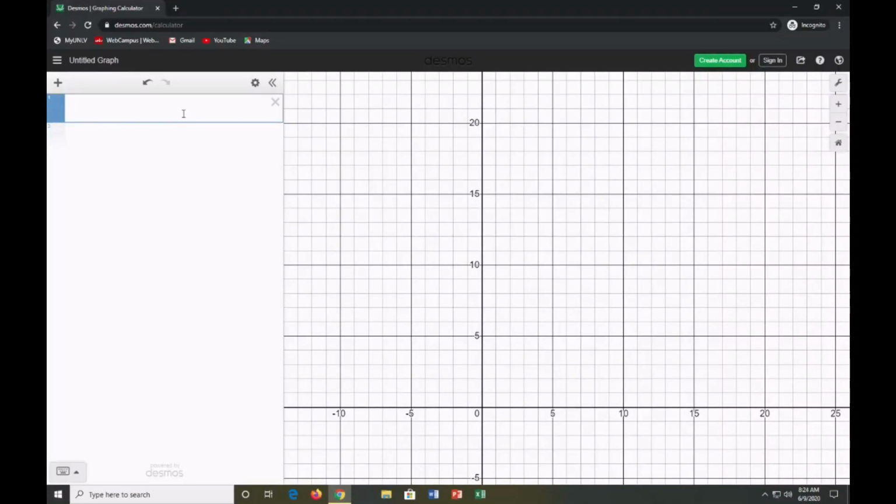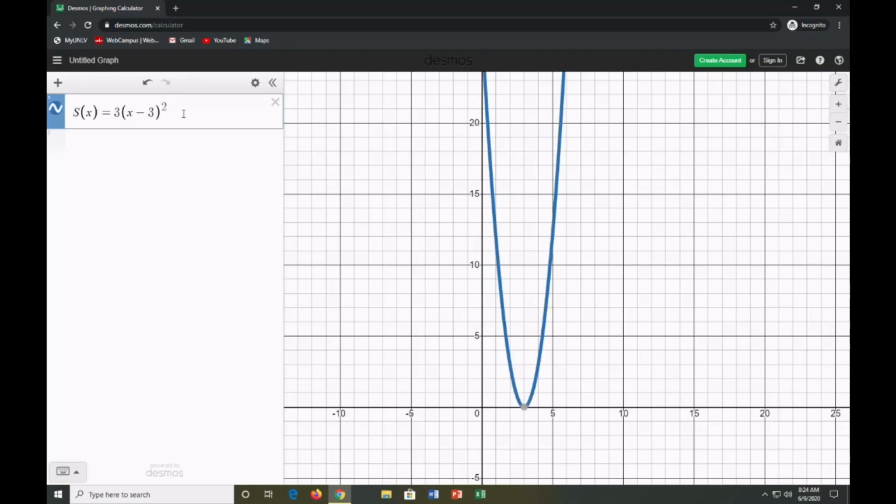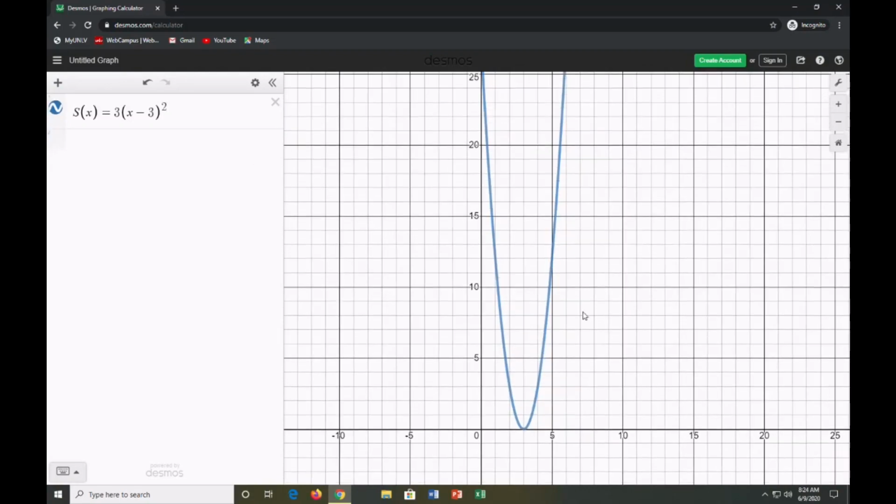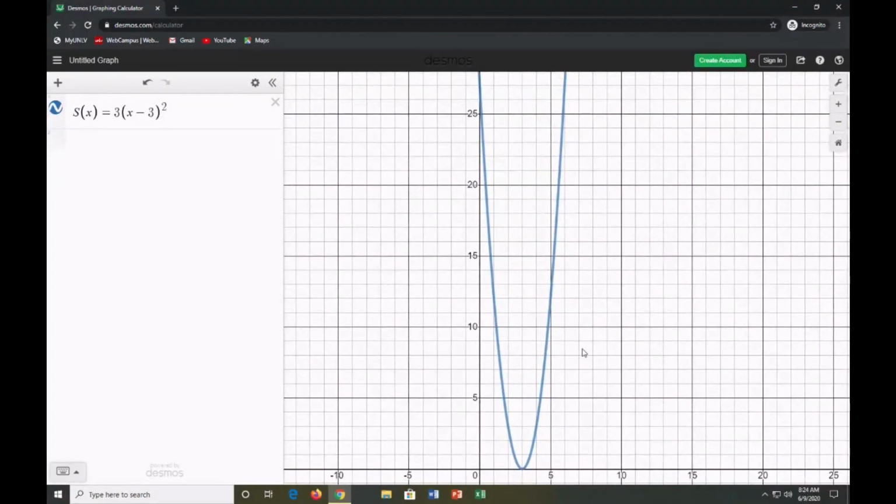So we want to plot s of x equals 3 times x minus 3 squared. That 3 is going to stretch the graph, right? We already know that. So here's the graph. You can barely see everything here. I don't want to zoom out anymore because I worry that you might not be able to see it on the screen that well. So this is as far as I'm going to zoom out.